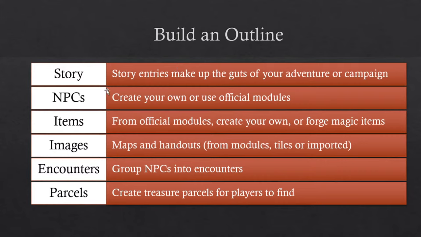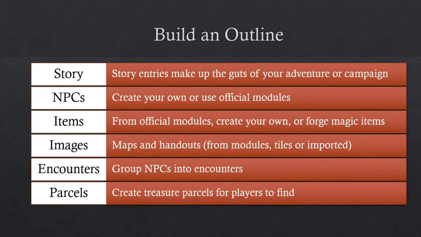Then there are the NPCs that fill your world, and the items that you're going to hand out and NPCs might use against you. Images, obviously: lots of handouts, lots of maps, and tiles that you can use to arrange and build your own maps. Encounters will be groups of NPCs that you might encounter, including random encounters, which we'll go over. And then parcels are treasures that you might have your players find at some point. Now, the way that you do these is going to differ depending on whether you're building it for yourself or whether you're putting it up on the Forge or sharing with other DMs. So we'll cover a little bit of both, and then you can decide how much content and how many extra notes you really want to put in there.